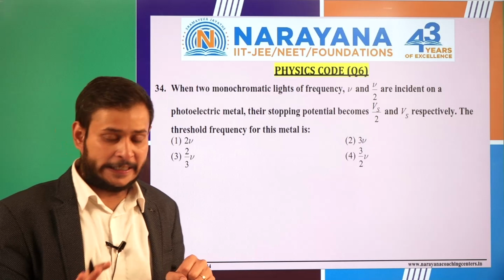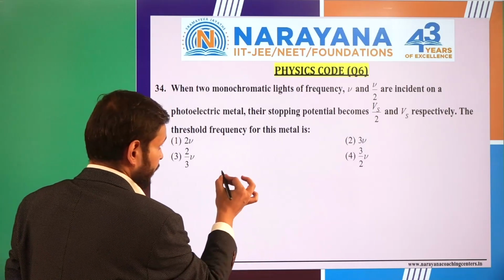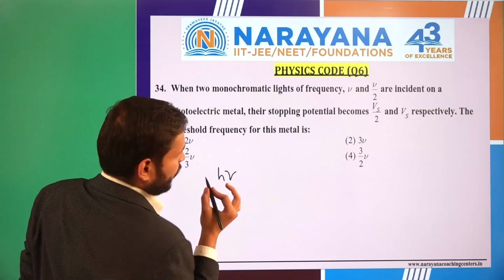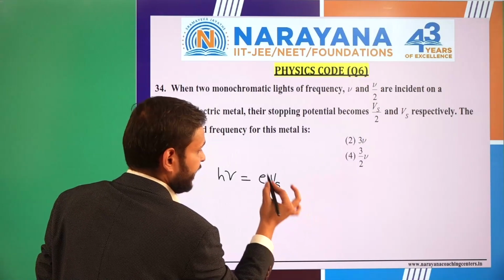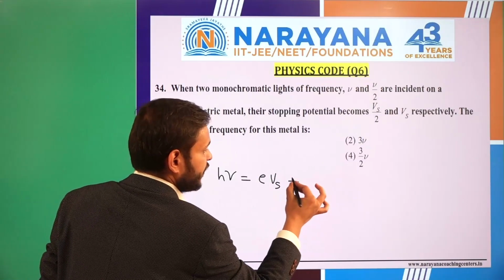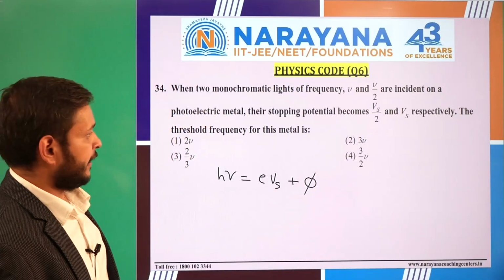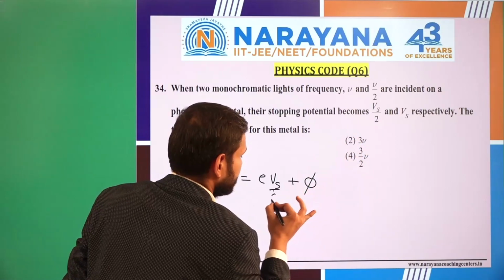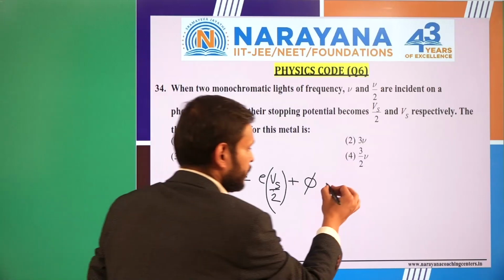Now we can solve this using Einstein's equation. For the first part we will say h times frequency is equal to e times Vs, the maximum kinetic energy, plus the work function, that is phi. In the first case the stopping potential is Vs by 2. So we'll say this is Vs by 2. This is equation number 1.